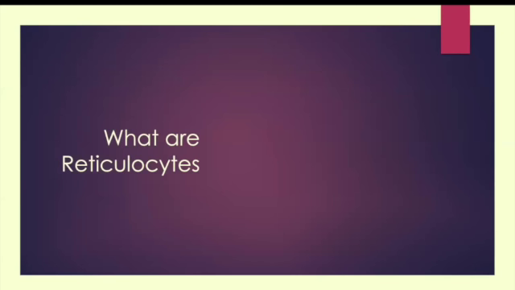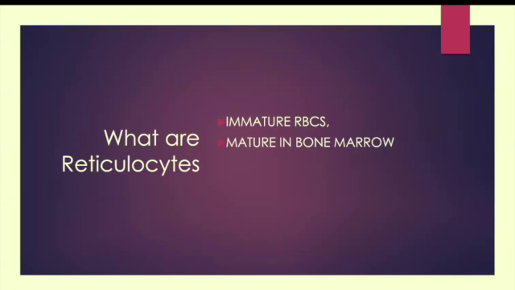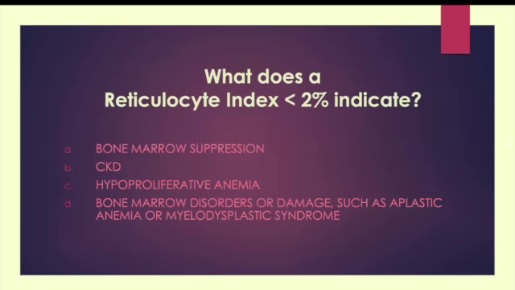Next, we have what are reticulocytes. We know that they are immature red blood cells. They are matured in the bone marrow. And 1% of all RBCs are reticulocytes. What does a reticulocyte index less than 2% indicate? This indicates either A, bone marrow suppression, B, CKD, C, hypoproliferative anemia, or D, bone marrow disorders or damage such as aplastic anemia or myelodysplastic syndrome.